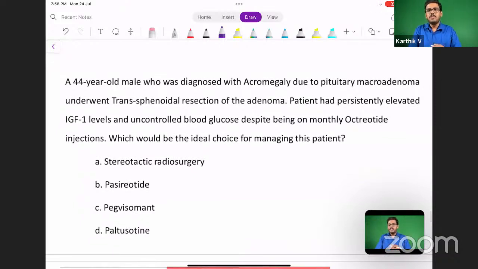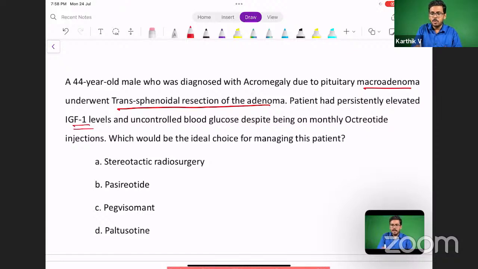Now, the next question with regards to acromegaly. A 44-year-old male was diagnosed with acromegaly due to pituitary macroadenoma, underwent transsphenoidal resection. Okay, acromegaly, the first line treatment is transsphenoidal surgery, and the patient has undergone the same. The patient had persistently elevated IGF-1 levels and uncontrolled blood glucose despite being on monthly octreotide. So it is evident that the patient had residual disease post-surgery, and he had uncontrolled disease with activity.